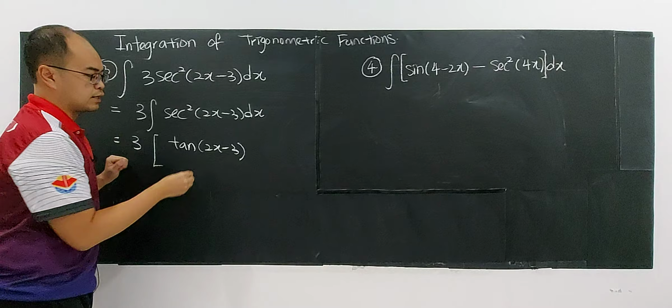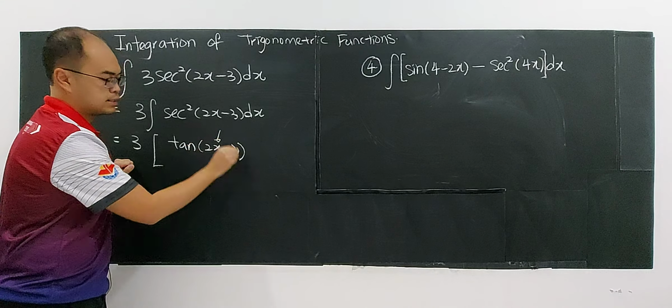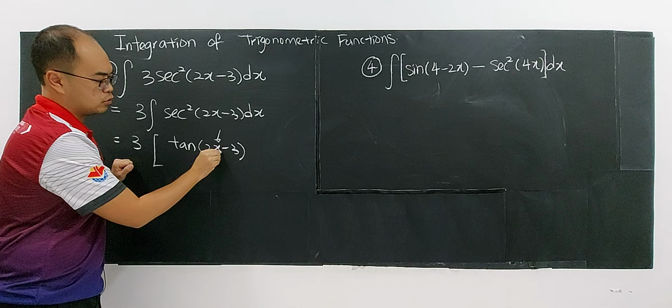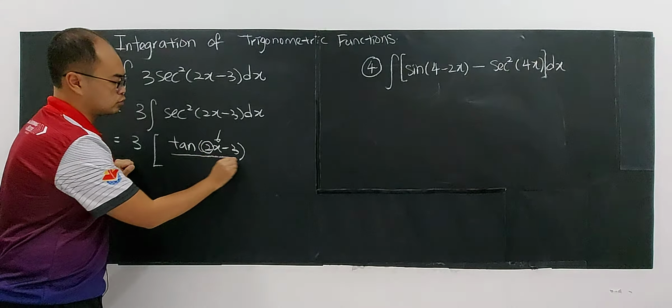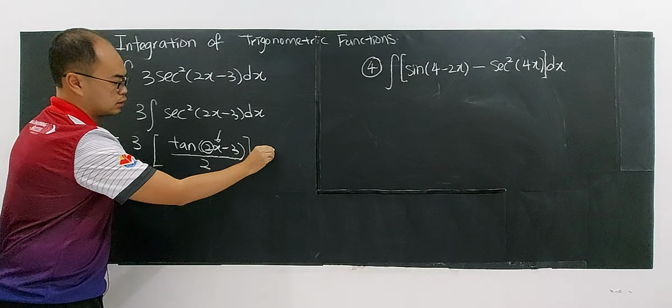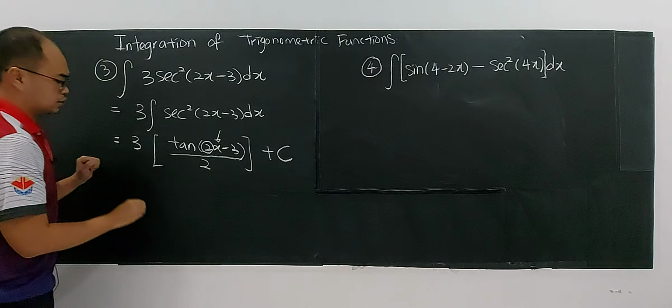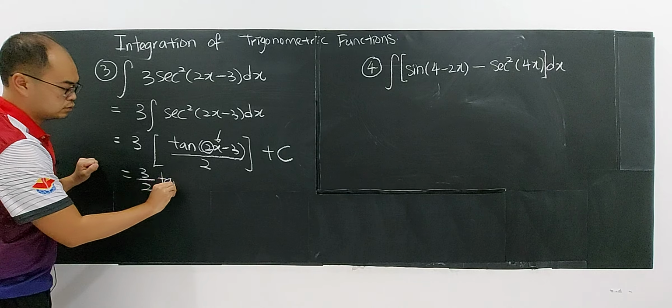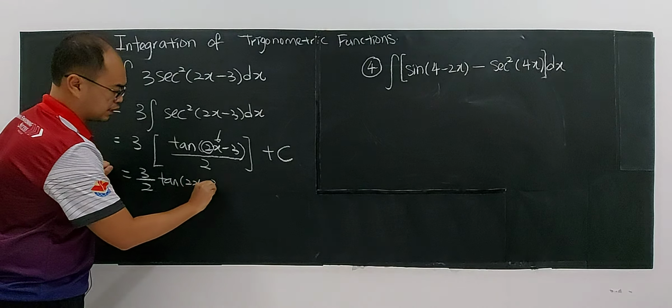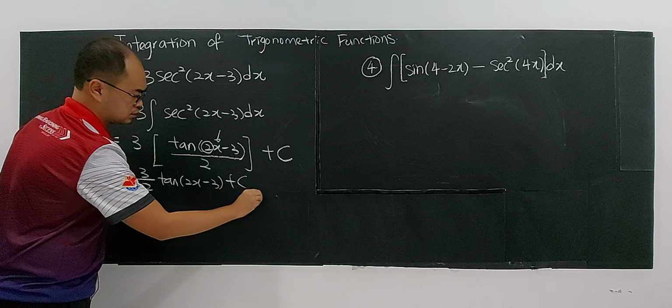But I always tell you that if you see this is linear, there is a coefficient of x here, which is 2. So I'm going to divide by 2, plus c. So I get 3 over 2 tangent 2x minus 3 plus c.